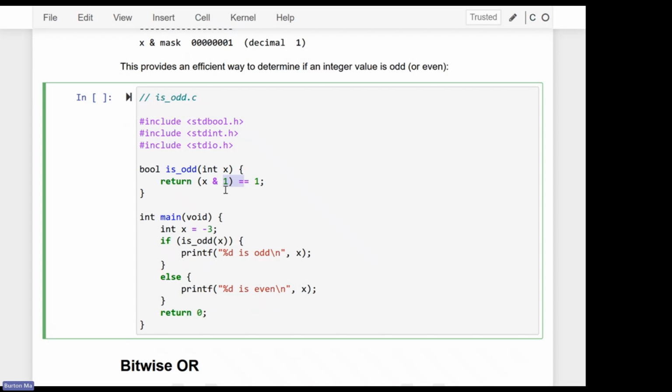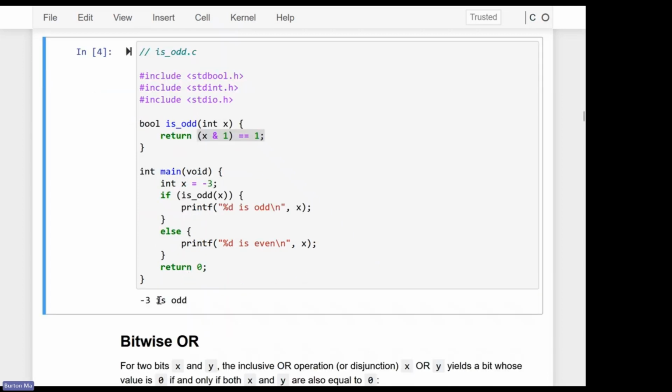So if your rightmost bit, your least significant bit, is a 1, you've got an odd number. If your least significant bit is 0, then you've got an even number. Which is why that trick works. And it works with signed values as well. It doesn't matter if it's signed or unsigned. So -3 is odd. Go ahead and change this to something else, so 2, for example. Run that. 2 is even. And this will work for any value of x that you can type in.